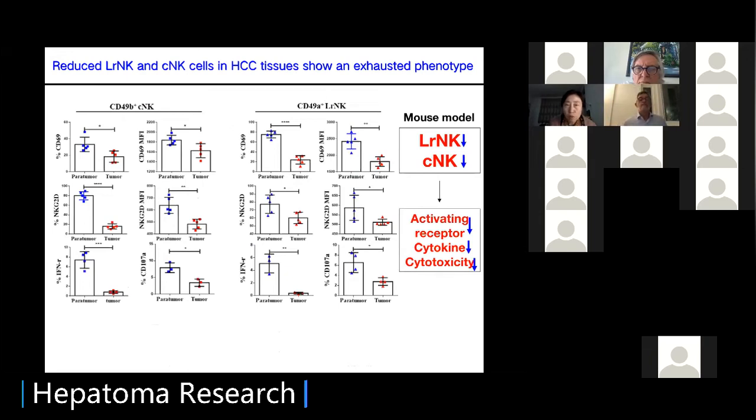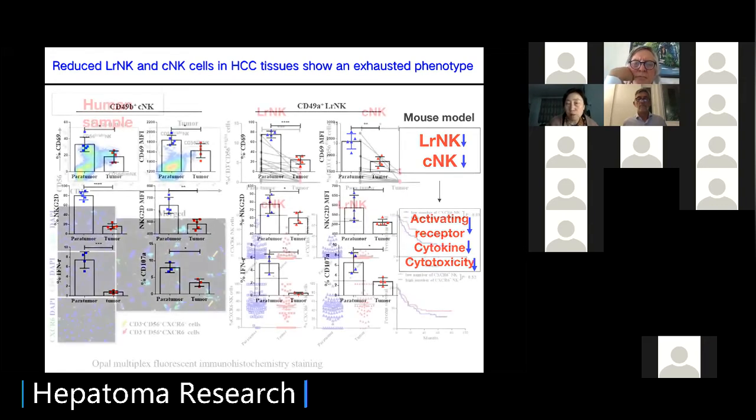Then we analyzed the function. As reported, the function of the cNK cells decreased in tumor compared with paratumor, and it is similar for the liver resident NK cells. You can see decreased expression of activating receptors and of interferon gamma, which is a cytokine. So the liver resident NK cells and the cNK cells have decreased function at the tumor site.